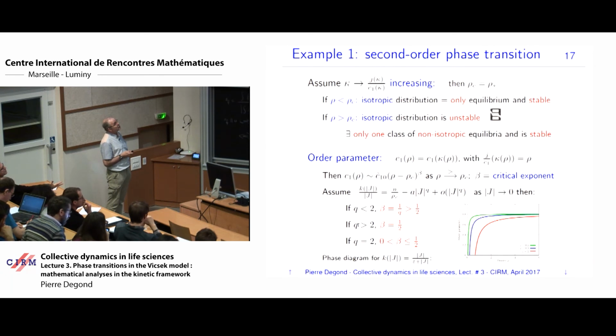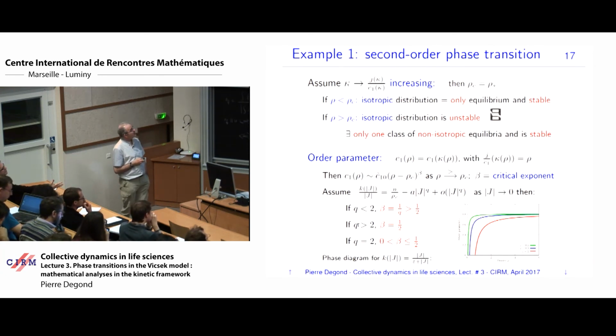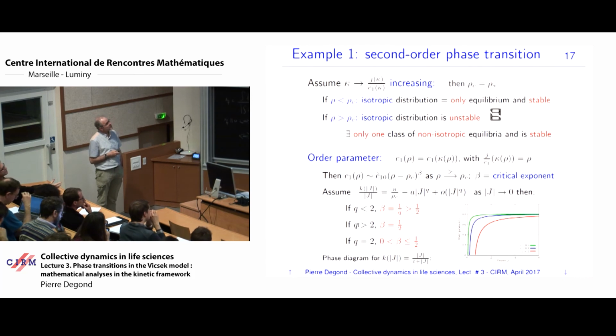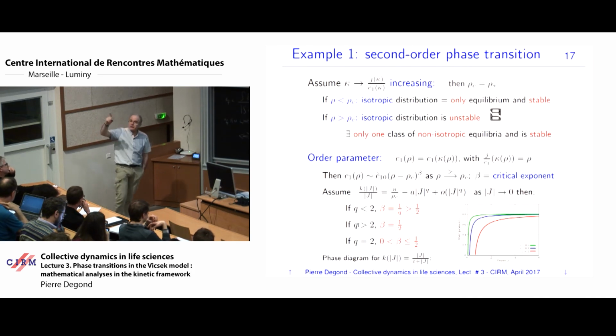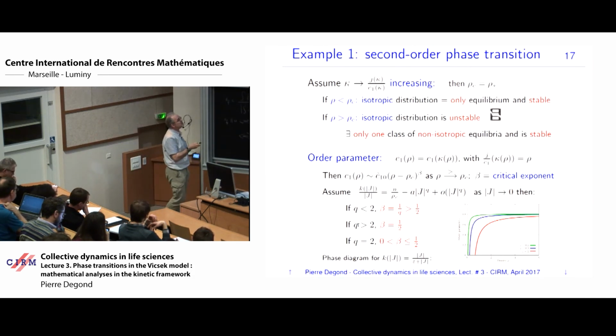In any case, the order parameter was constructed as a function of kappa, but you can actually view it as a function of the density itself, because there is a relation between rho and kappa. And in fact, if you're looking close to the critical density, you get a formula like this, where beta is less than 1. So remember, you have a shape a little bit like a square root function. That parameter beta is important for the physicists. It's called the critical exponent.